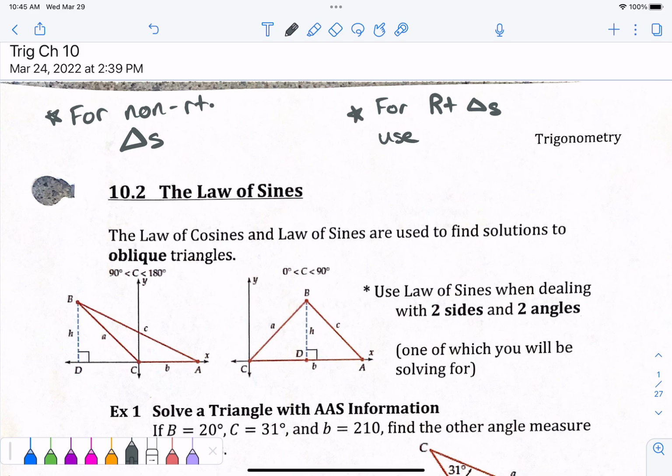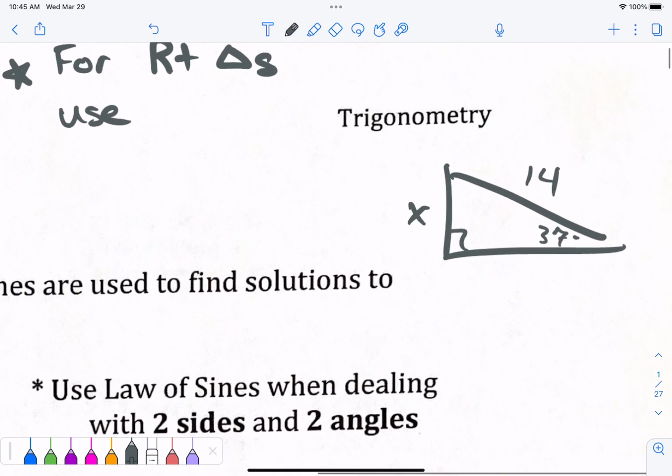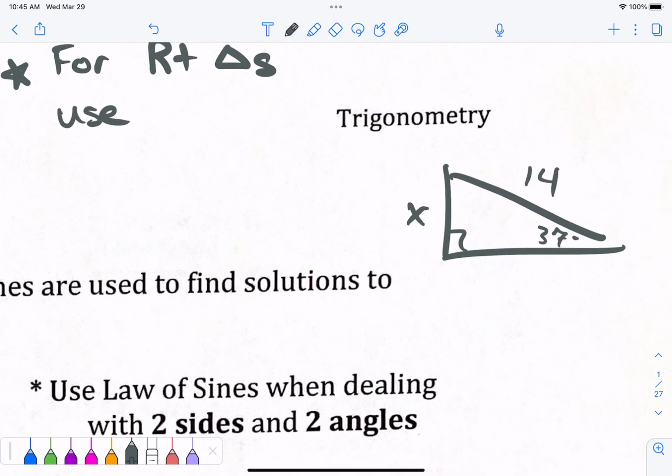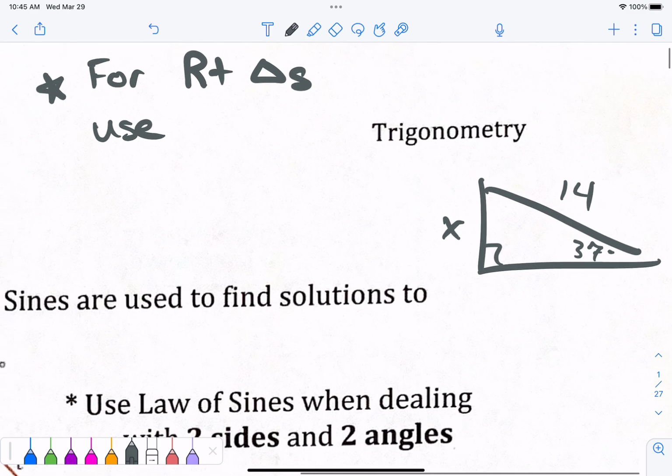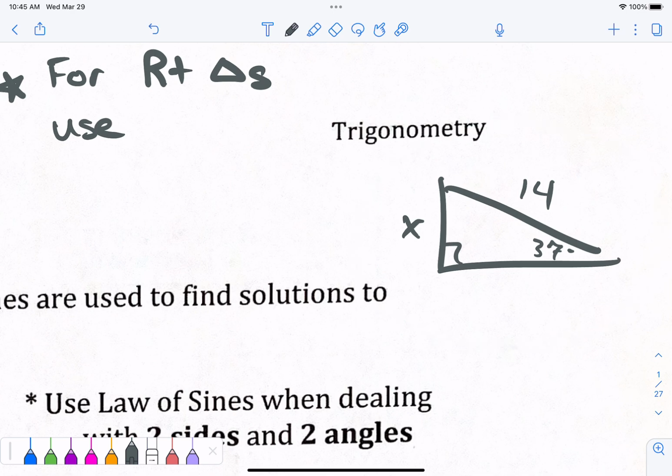If you have a right triangle and you're trying to solve for things, you could use the Pythagorean theorem. Let's say I have that this is 37 degrees and I want x and I have 14 right here. How would I solve for x? If I know two of the other sides, I could do the Pythagorean theorem, right? But what would I do to solve this? I need to go 14 times the sine.